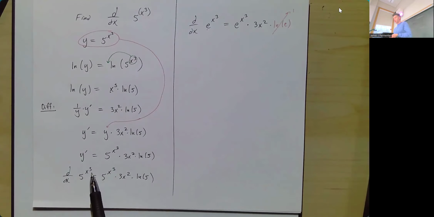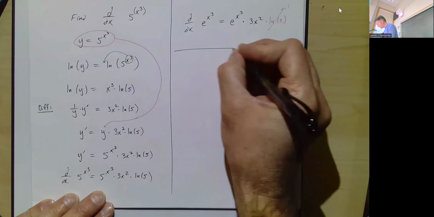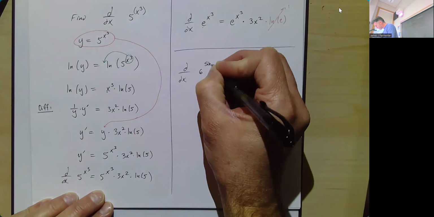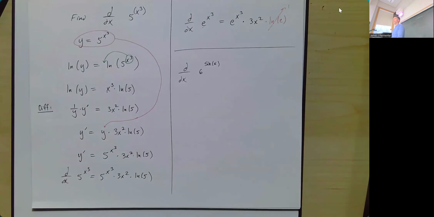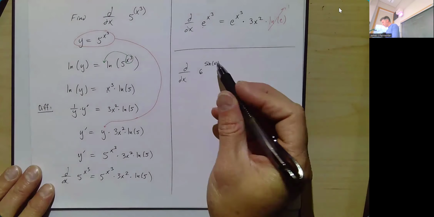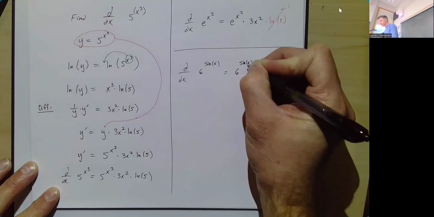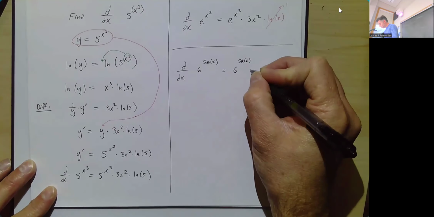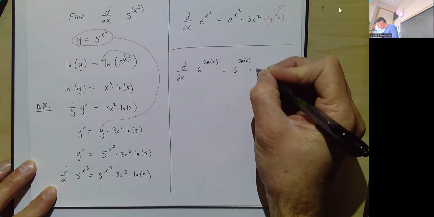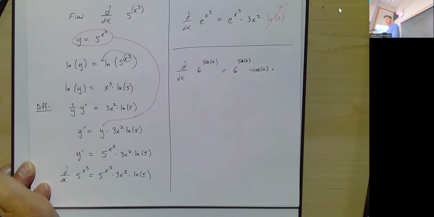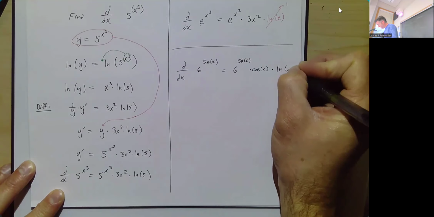Let's just do one. If I want to find the derivative of, say, 6 to the sine of x, well, I know the derivative of e to the stuff is e to the stuff times the derivative of the stuff. The derivative of 6 to the stuff is going to be 6 to the stuff times the derivative of the stuff. And then I also need to throw in a natural log of 6.